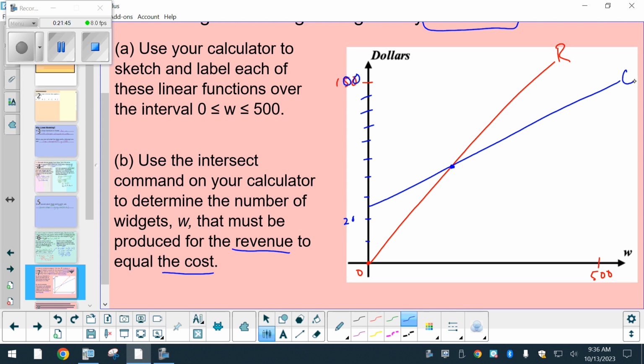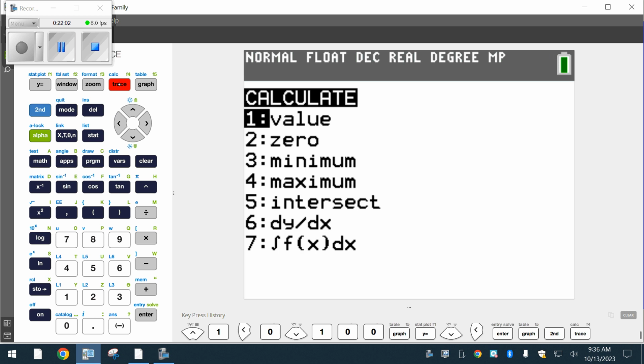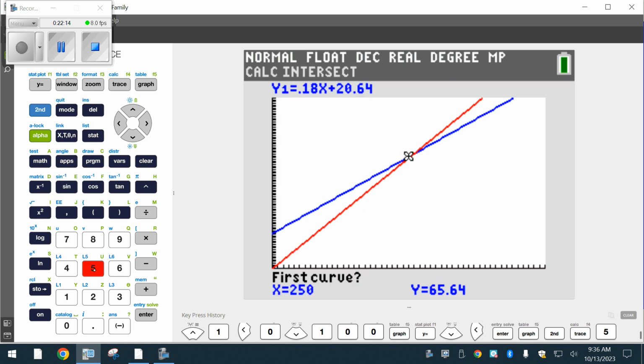So on your calculator, right above trace is the word calc. And this is where you can do a lot of different things. If you hit second trace, you see that we can find certain values. We can find the zeros. You can find mins and maxes. We want to use the intersect command, which is number 5. So you just hit 5.